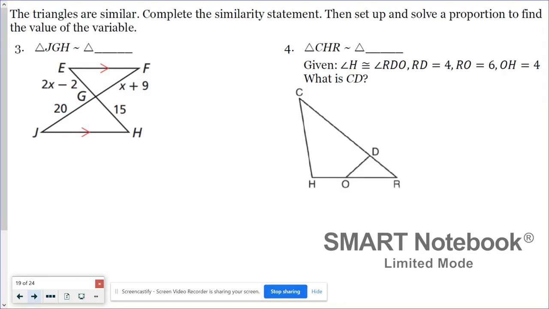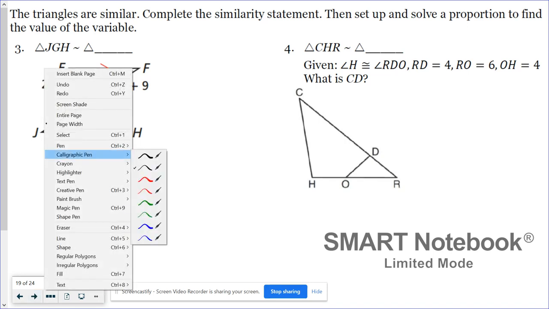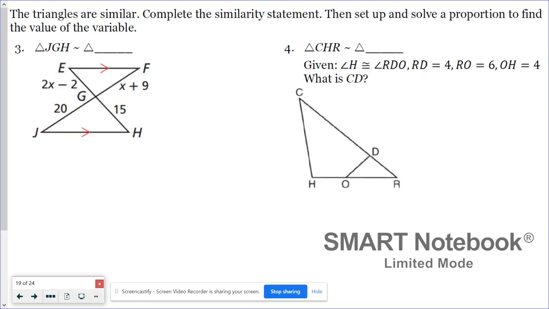So the triangles are similar. Complete the similarity statement, then set up and solve a proportion to find the value of the variable, okay? So in a diagram like number 3, you want to be careful, because you want to make sure that you are matching up the right corresponding sides.